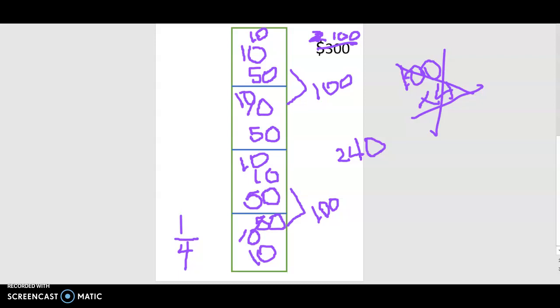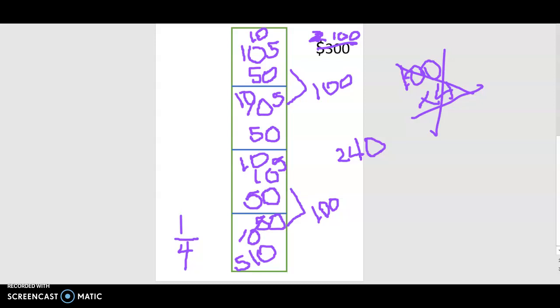Ooh, I'm not there yet. Could I put 5? 285, 290, 295, and 300. See how easy that was? You just did division. This is called partial quotients, okay? So just to make sure, I have 300 in total.